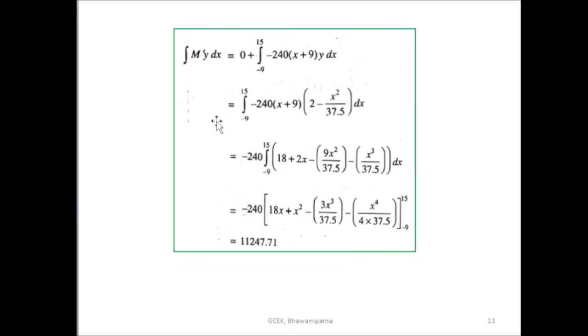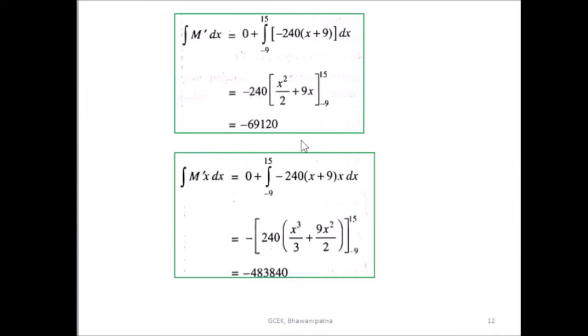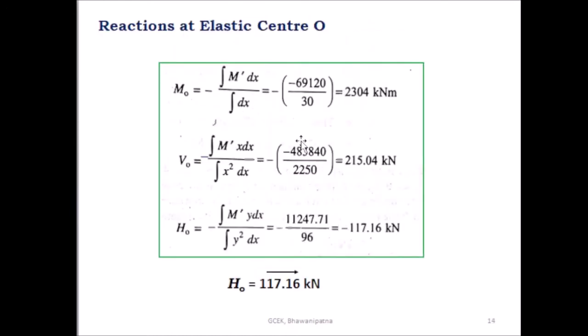After getting m dash dx, m dash x dx and m dash y dx, then the integration of dx, the integration of x square dx, and the integration of y square dx, you can find out the moment, vertical force and horizontal force at the elastic center. So the moment at the elastic center O, MO, is equal to integration m dash dx by integration dx. After putting in the values, MO is equal to 2340 kilonewton meter.